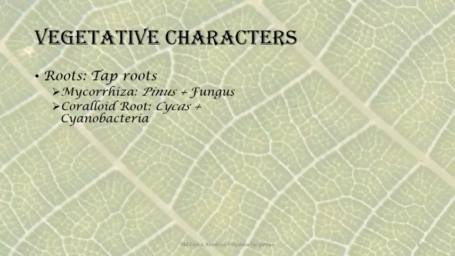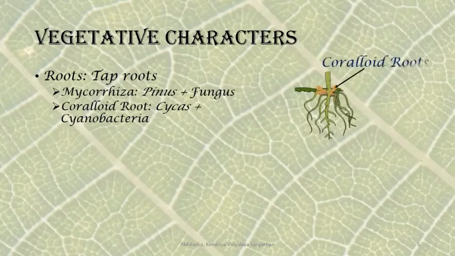A similar association occurs in cycas in the form of coralloid roots. These are negatively geotropic roots, which means they grow away from gravity, that is upwards. These roots are symbiotic association of cycas with cyanobacteria. Now the cycas plant provides shelter to cyanobacteria. Can you tell me how do the cyanobacteria help the cycas plant? What do they give in return?